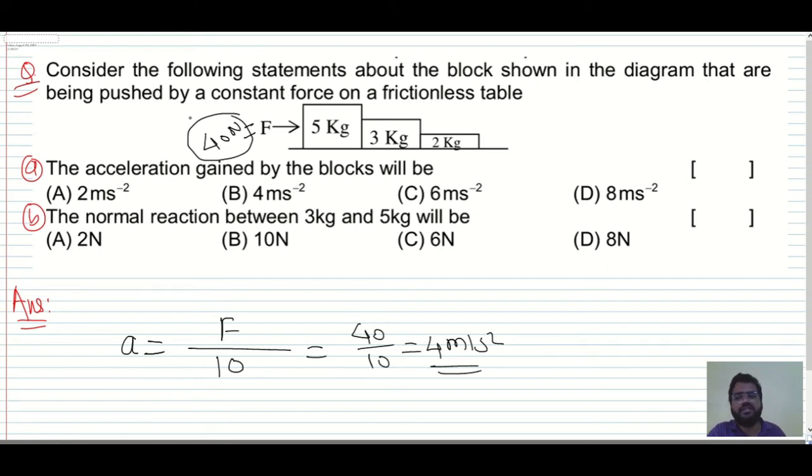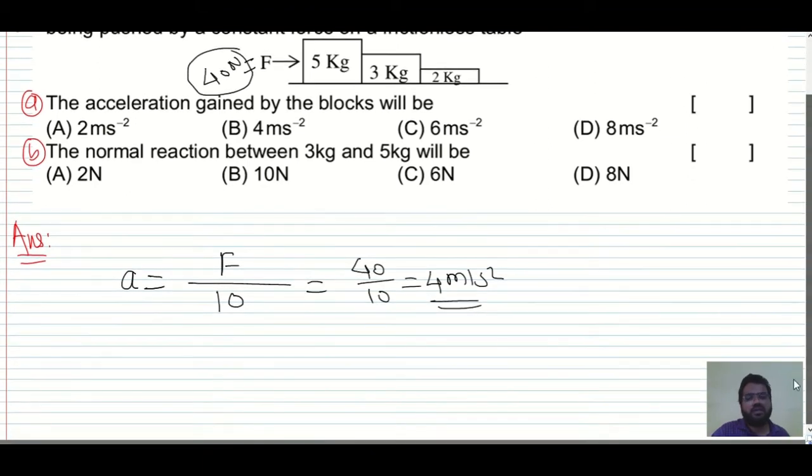So they didn't give it, so I considered it as 40 Newton, right? If they gave 20 Newton, it must be 2 meter per second squared. If they gave 60 Newton, it must be 6 meter per second squared. If they gave 80 Newton, it must be 8 meter per second squared. So according to the force, the acceleration will change. Acceleration is always the greater force minus the smaller force. The smaller force is 0 over here, as it is frictionless, and that is the reason the acceleration is greater minus smaller divided by total mass. Okay, so this is A.